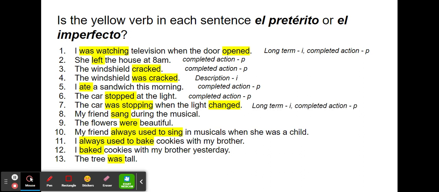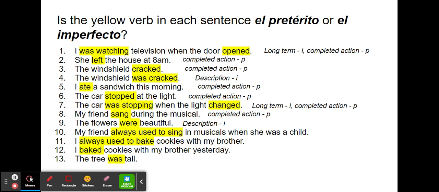Number 8, my friend sang during the musical. My friend sang. We know exactly when they sang. It was during the musical. The musical's over, so that is a completed action, pretérito. Number 9, the flowers were beautiful. This is a description of the flowers. We're talking about what they looked like, so that would be imperfecto.